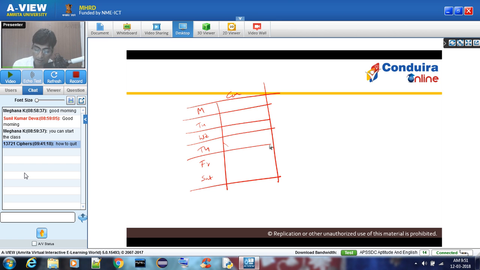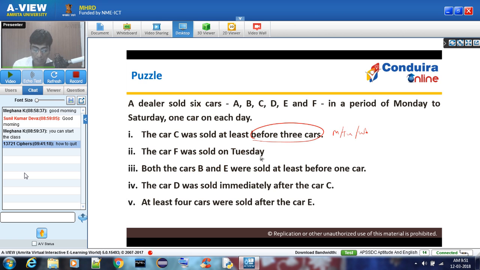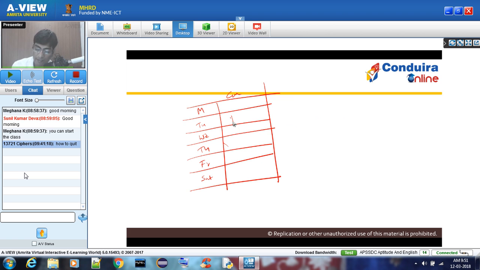This is actually going to be easier than the puzzle that we solved a little while ago. The first thing we are told is car F is sold on Tuesday. Let's go ahead and write it as car F here. So the cars we have are A, B, C, D, E, F, out of which there are 5 cars left.